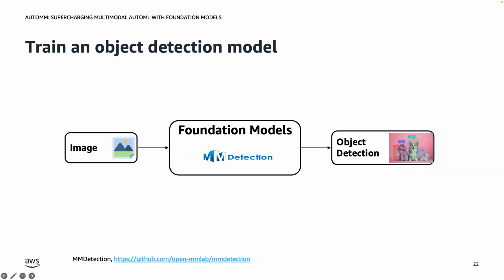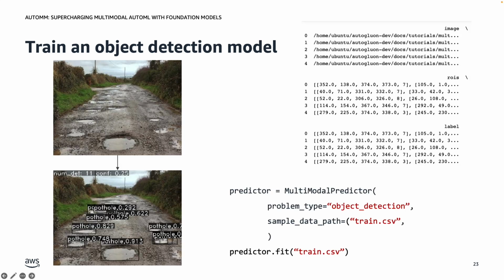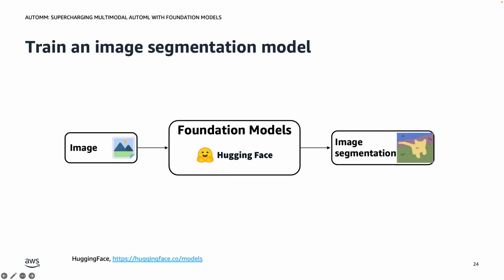Next, let's look at a different task type, object detection. Here's one example, to detect the holes on the road. To use AutoMM for object detection, we need to initialize the predictor with the object detection problem type and also provide some data samples with labels in the initialization.